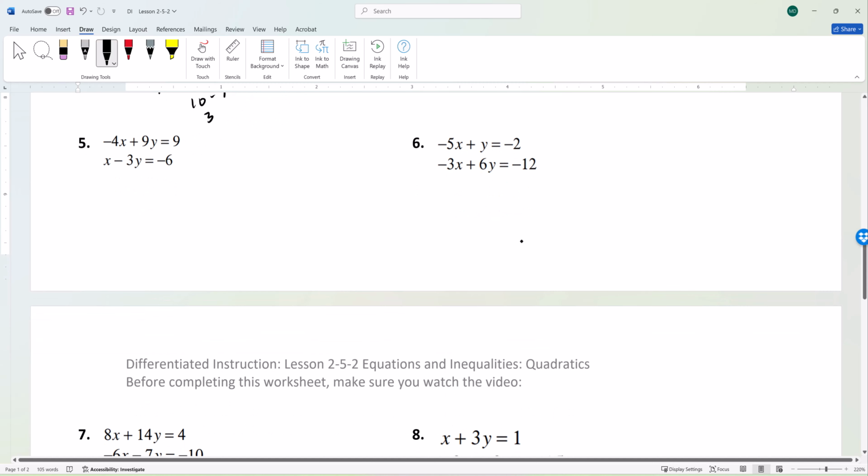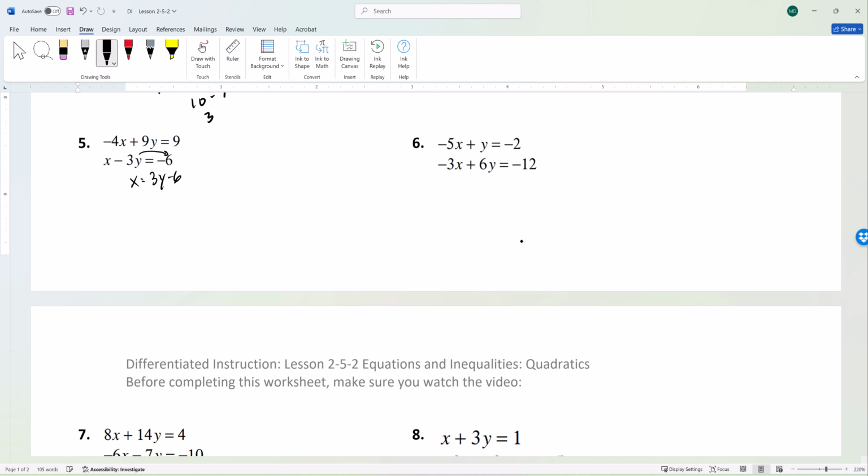For number 5, we have x minus 3y equals -6. I can add the 3y, so I get x equals 3y minus 6. Plug that back in for x. So I get -4 times 3y minus 6 plus 9y equals 9. Right, so we can do it this way. This is perfectly acceptable. That's a way to do it. I'm just showing you guys how you can use the substitution for that.